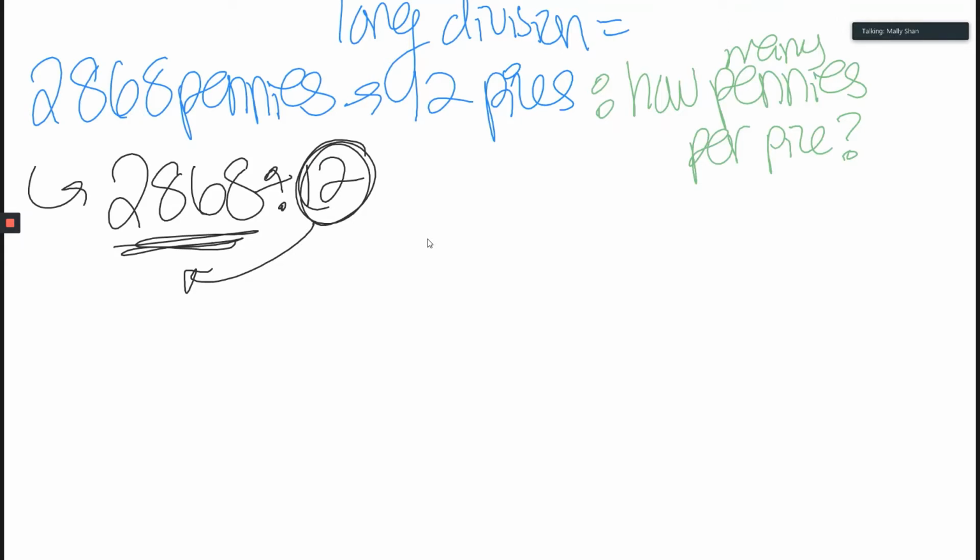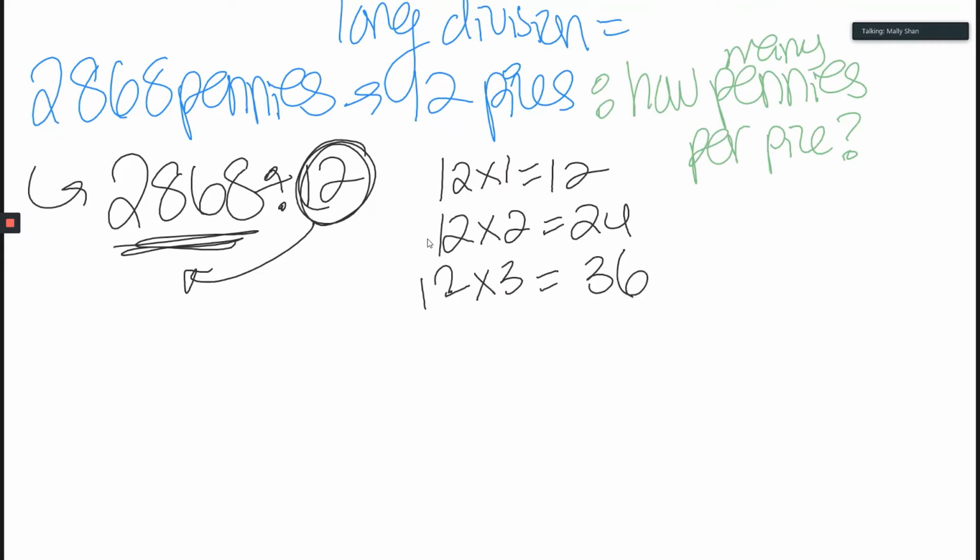Now, if you know your 12s tables, then you know that 12 times 1 is 12, and then 12 times 2 is 24, and then 12 times 3 is 36. Now, obviously 12 is too small to go into, let's say, these first two numbers, 28. And 36 is way too large to go into this number, like 28. So 24 is our very simplest thing that we could do. It's like the best option that we have available.